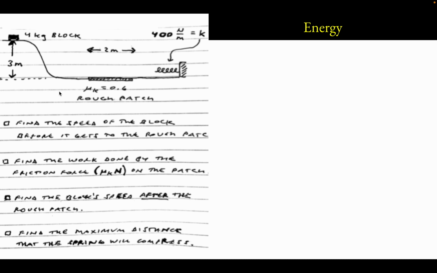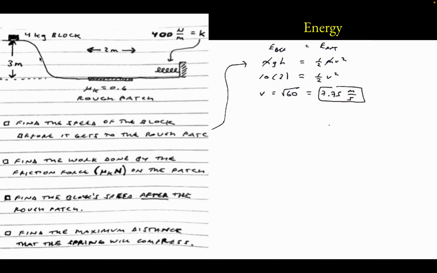Well, a good way to handle that is to say the energy before equals the energy after. There's no mechanism on a frictionless surface for it to lose mechanical energy. So the energy it's got before is gravitational potential, mgh. The energy it would have after, meaning right before it got to the rough patch, would be all kinetic, energy of motion, 1/2 mv squared. So you'd see the masses cancel, and we can figure out how fast it's going that way.